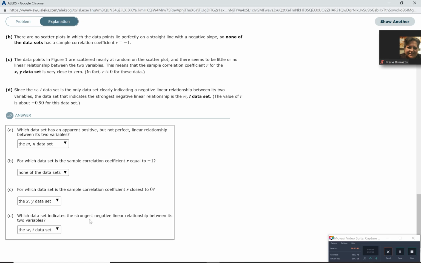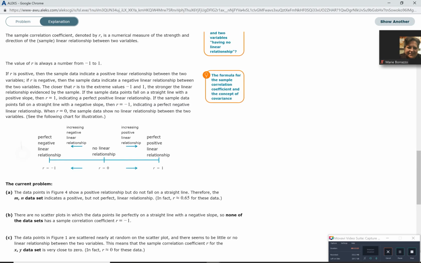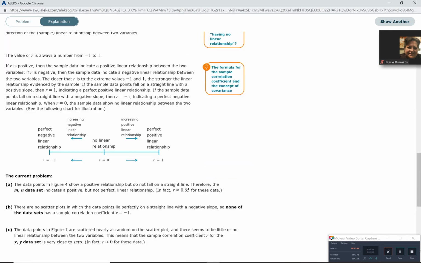And the last one, which data set indicates the strongest negative linear association? So that was the WT, because that's our only one. All right, and that's the gist of this. And again, if you have questions, you can always reach out or read the explanations. They give you lots of good information here.